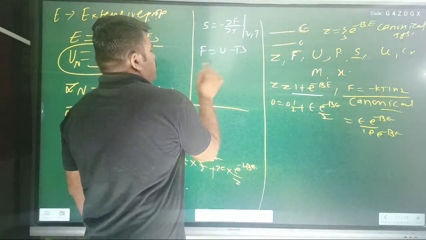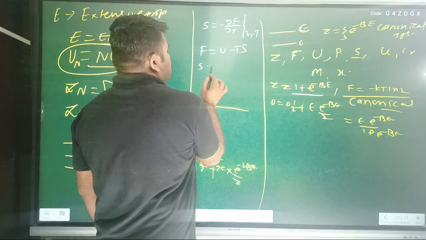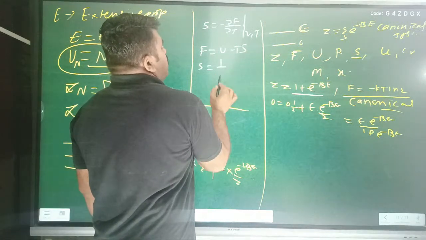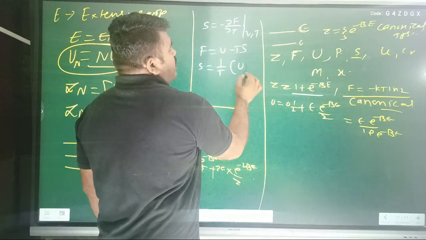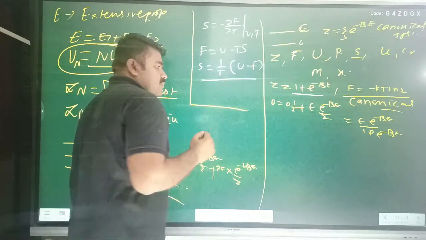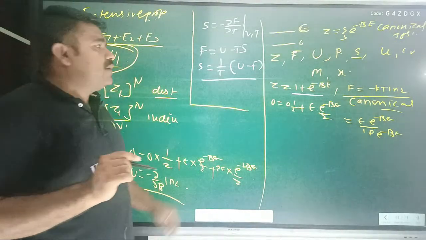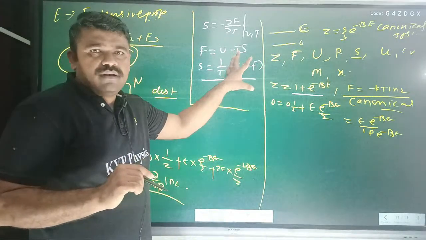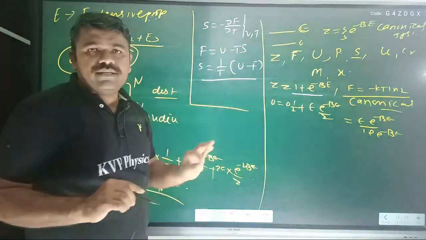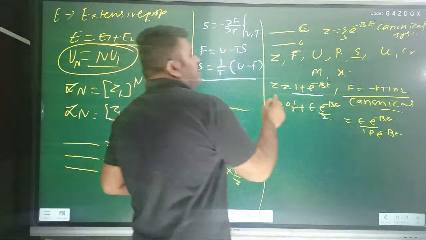तो dF/dS find out करना है. तो S is equal to how much? 1 upon T(U minus F). इसलिए मैंने लास्ट टाइम कहा है कि we can use this formula for finding the entropy. S is equal to 1 upon T(U minus F). क्यों? क्योंकि ऑलरेडी हम ये सॉल्व कर रहे हैं.